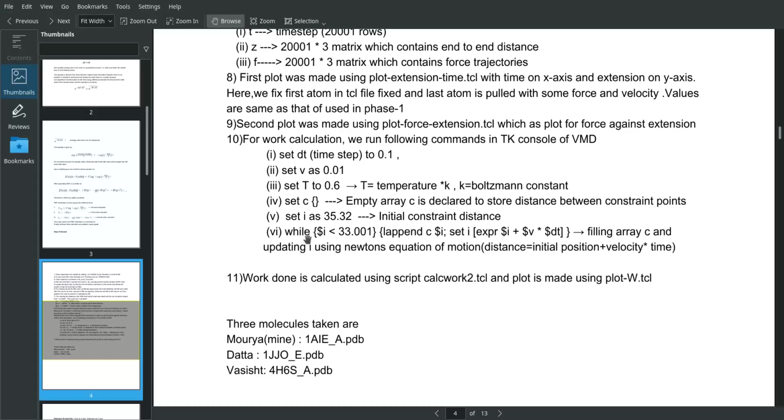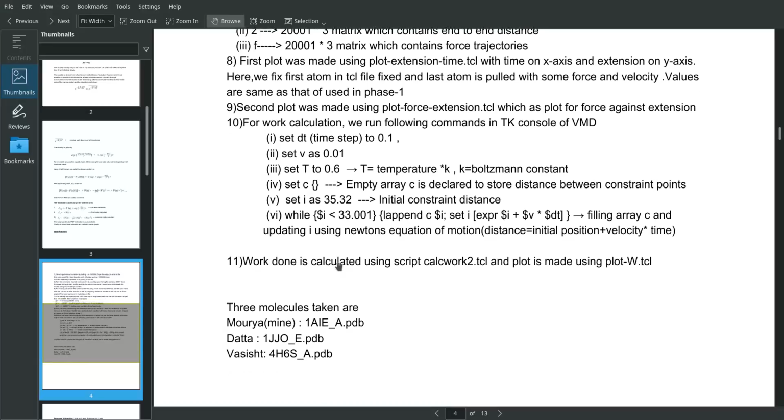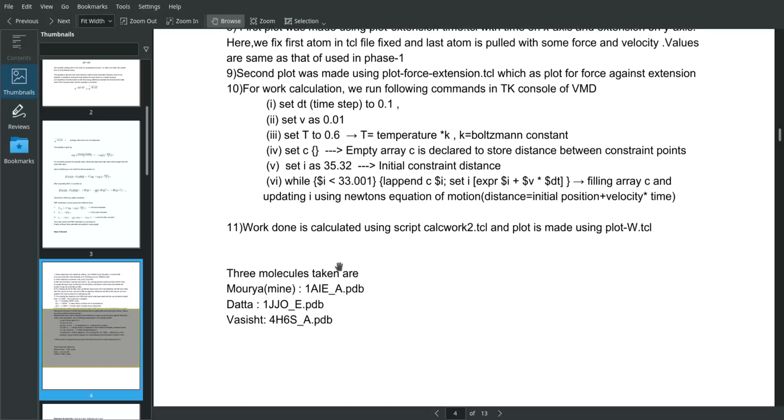Now we will be running an array loop for filling the array C and updating using Newton's equations of motion, that is, distance equals initial position plus velocity times time, since it's constant velocity. So work done is calculated using the script calwork.tcl and the plot is made using plot w.tcl.